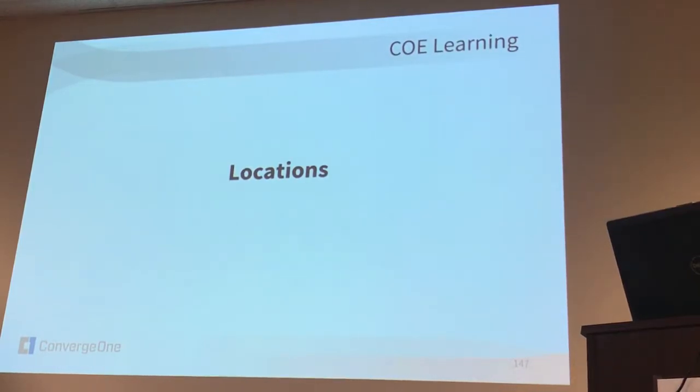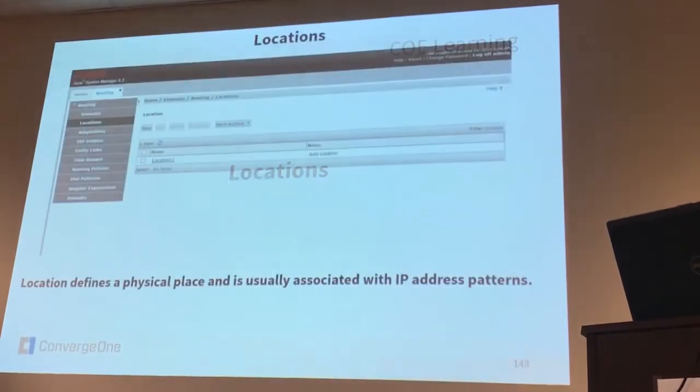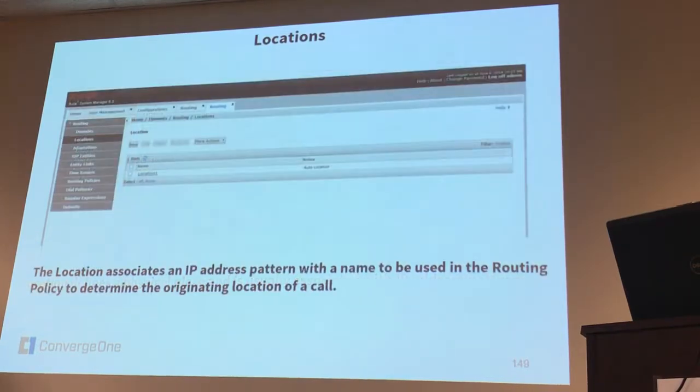Locations. I mentioned before that locations are very similar to network regions in CM. Locations allow you to define a physical place, and it's usually associated with IP address patterns, as network regions are, like subnets. It could be a subnet, yeah, it could be an IP address range. There are different ways to specify the IP address pattern. Defining the subnet would be one way.